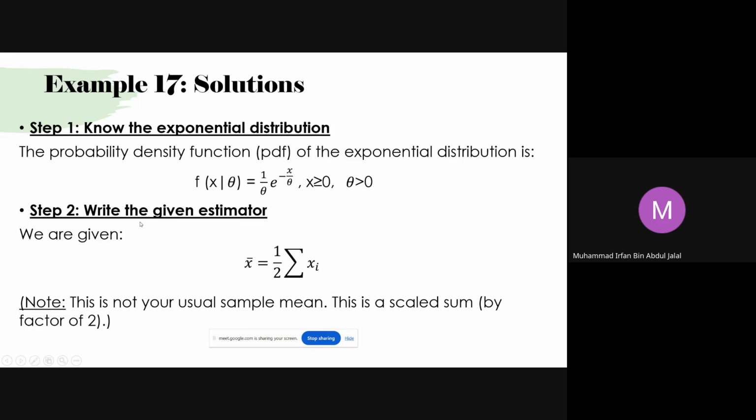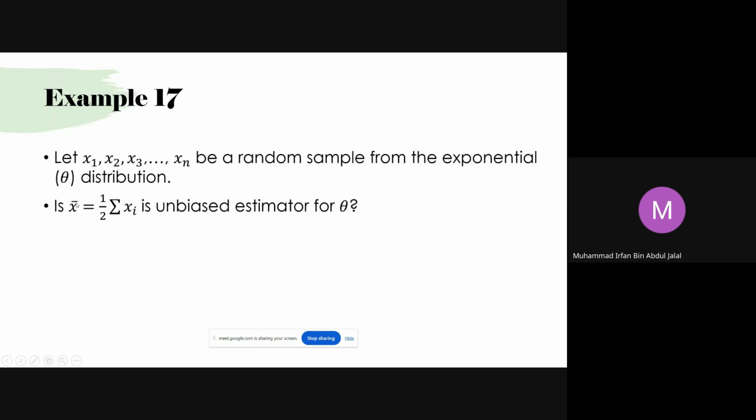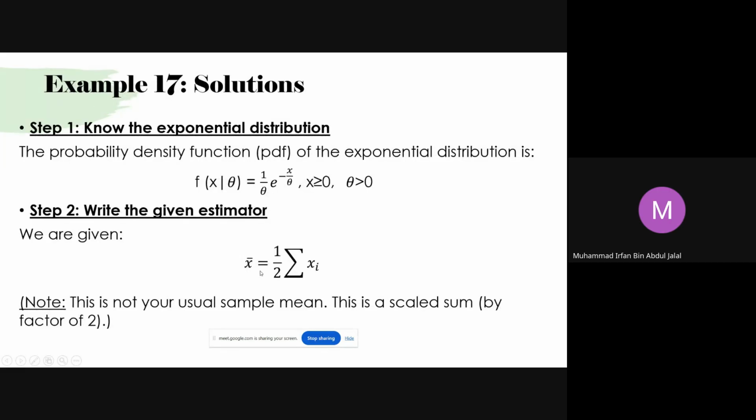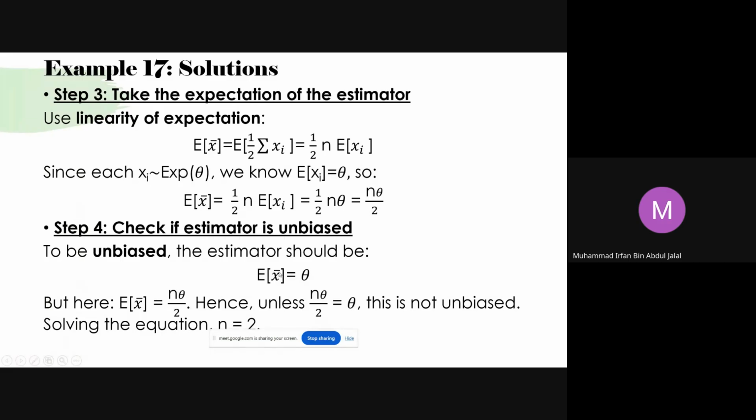So step 2, we need to write the estimator that we want to investigate, in this case, this quantity here. So the x bar is equal to 1/2 times the summation of all the random variables x_i. And we also need to be careful here that this is not your usual sample mean. This is a sum scaled by a factor of 2. So this is not your usual sample mean because it's not divided by n.